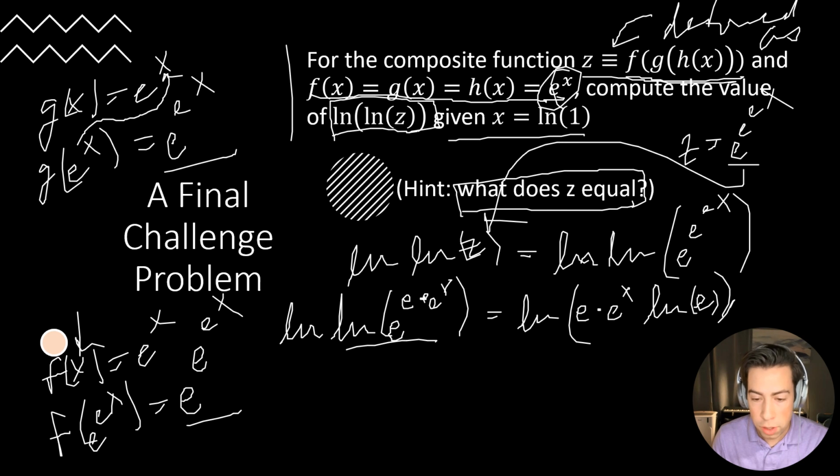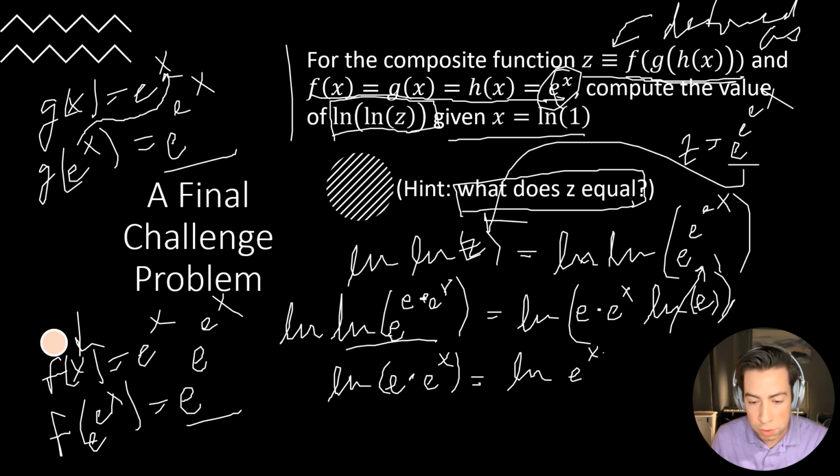So now that I have this, well, the natural log of e, this is just going to be 1, right? So now I have e times e to the x times the natural log of e, and that is going to be multiplied by 1, but again, it's just 1, so I'm just going to leave it like that. So now I have this expression here. So because we have e times e to the x, and we have the same base, which is e, I'm going to rewrite this as the natural log of e to the x plus 1. Okay, so now that I have that, let's go ahead and simplify it even further.